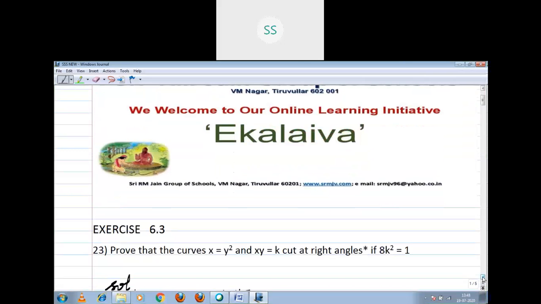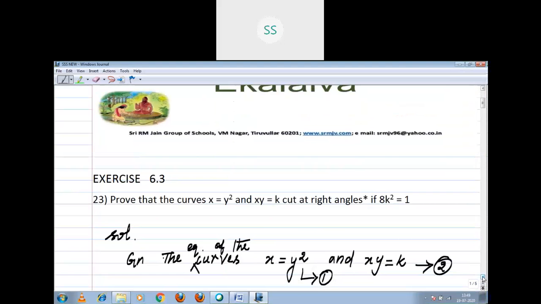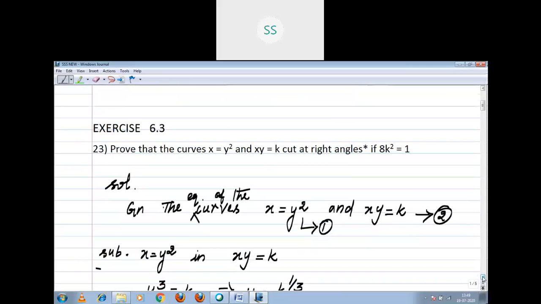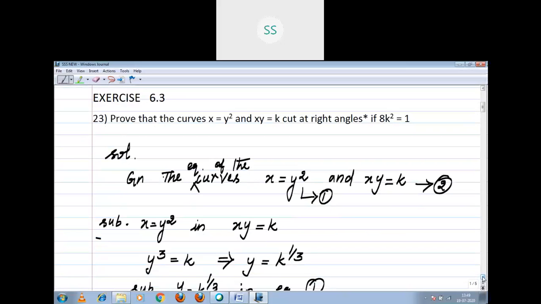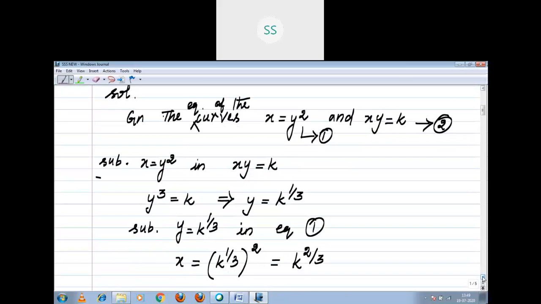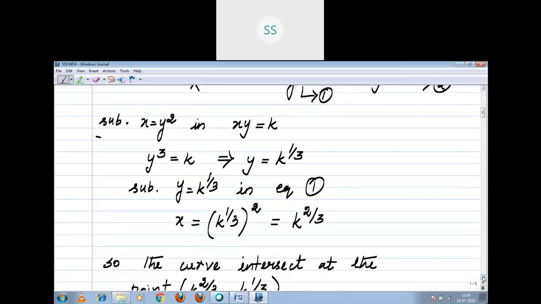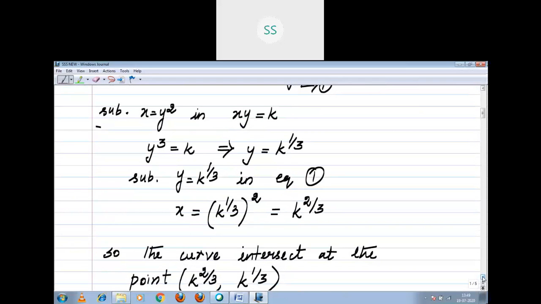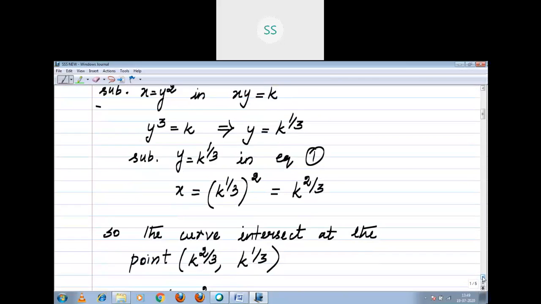Prove that the curves cut at right angle if 8k square equal to 1. The curve equation is there. Using that, I find the value of x and y. Substitute x equal to y square in xy equal to k. Then y cube equal to k, y is equal to k power 1 by 3. Substitute y equal to k power 1 by 3 in equation 1. You arrive at x equal to k power 2 by 3. The curves intersect at the point k power 2 by 3 and k power 1 by 3.